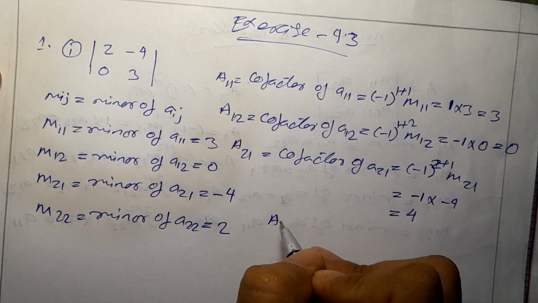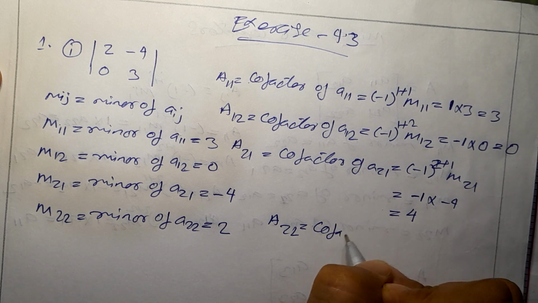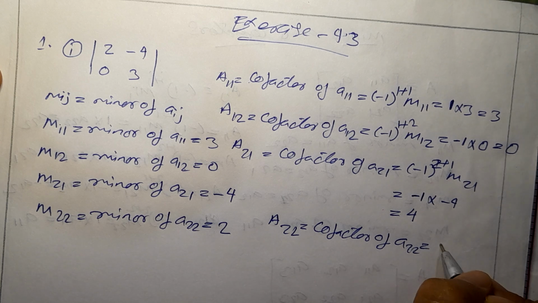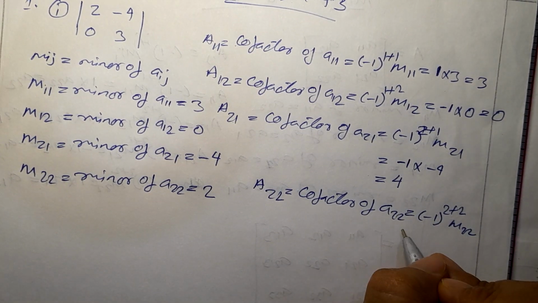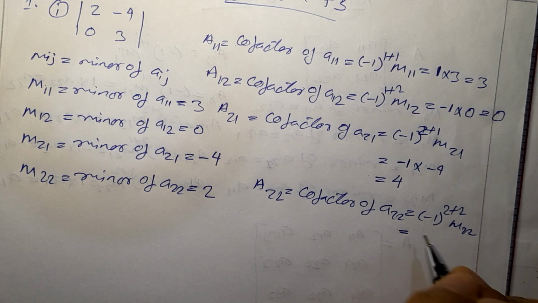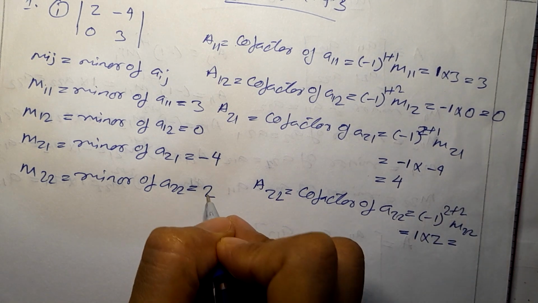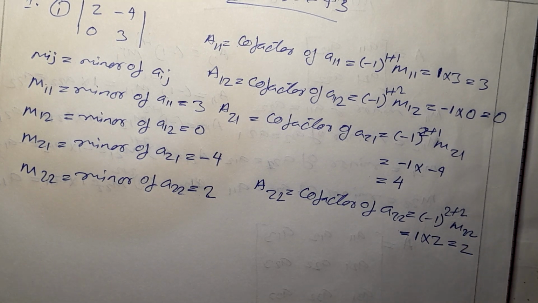Another, the cofactor of a22, is minus 1 power 2 plus 2 times M22. So minus 1 to the power 4. Power 4 is even, so it will give positive. Positive 1 into M22, and M22 is 2, so 1 into 2 is 2. Only you have to remember the sign.